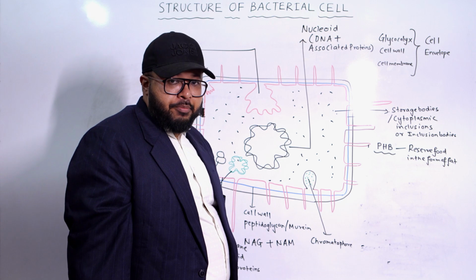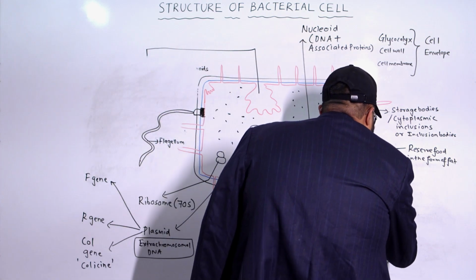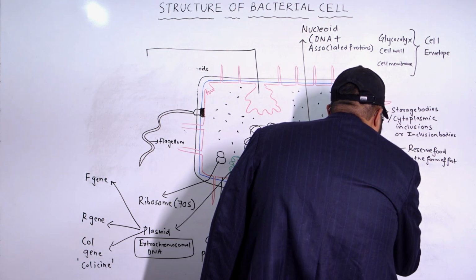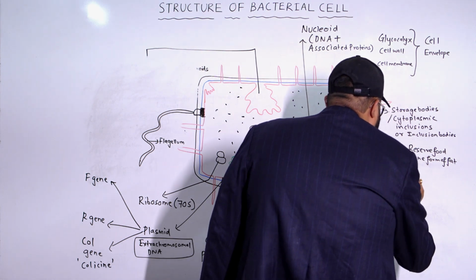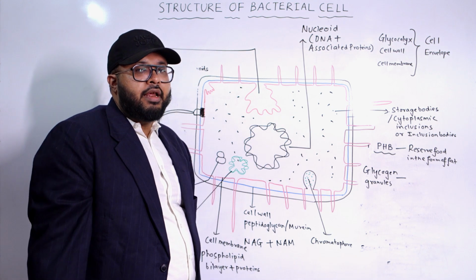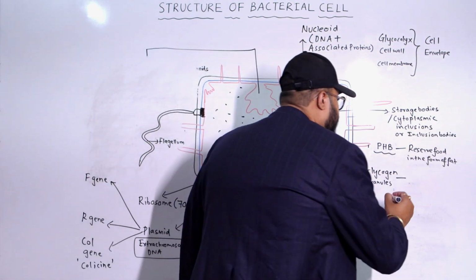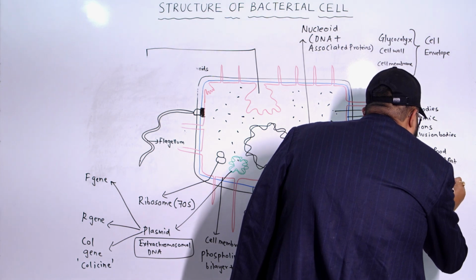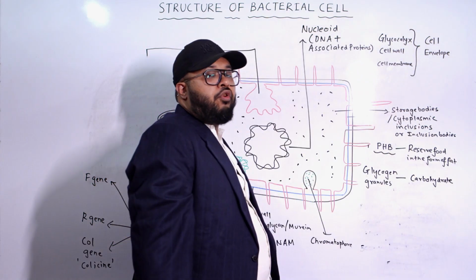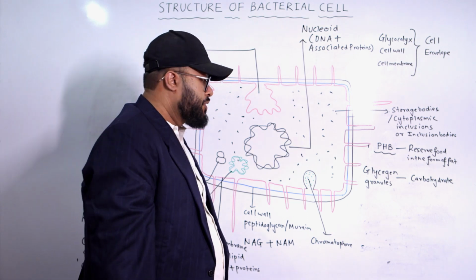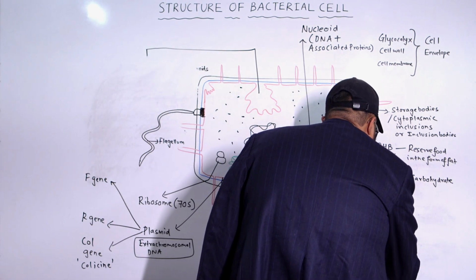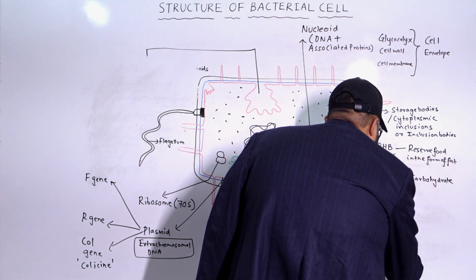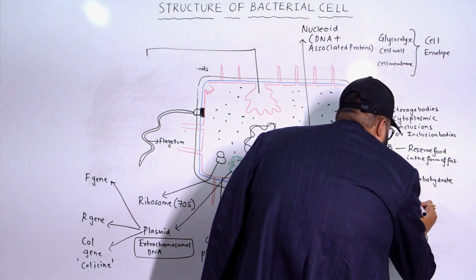Glycogen granules are present in the cytoplasm. They store reserve food in the form of carbohydrate. Volutin granules are present in the cytoplasm. They store phosphate reserves.